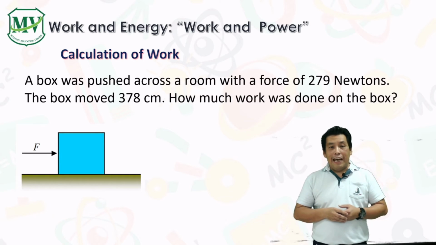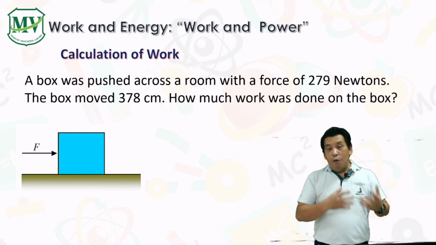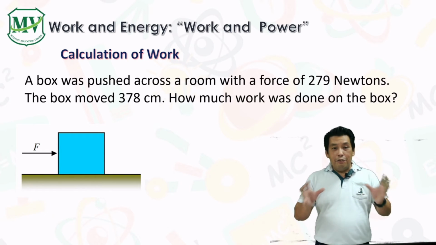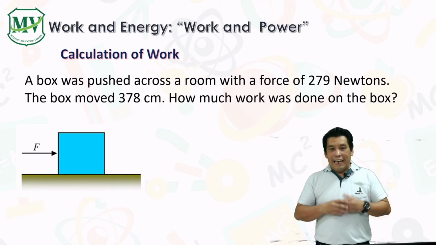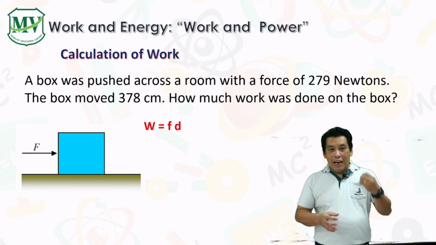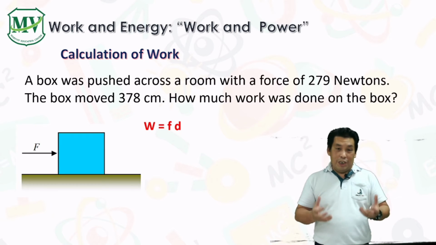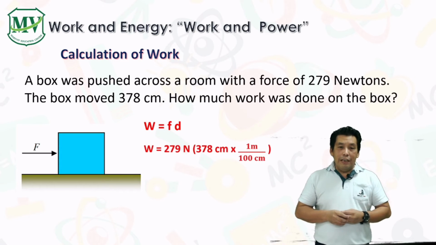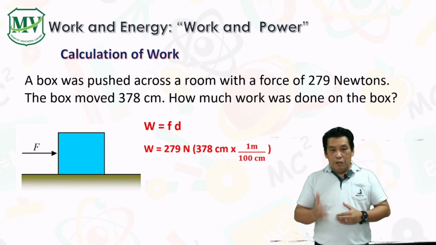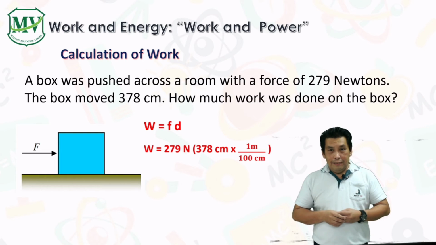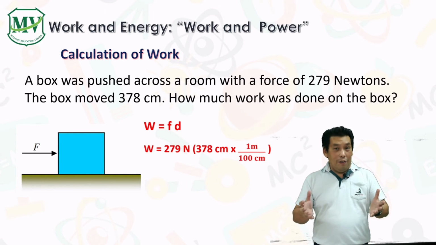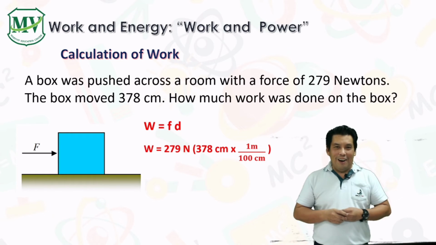Now in this problem, we need to calculate the work done. A force of 279 newtons is applied to push a box to within 378 centimeters. To calculate, force times distance will be equal to the work done. But for the distance, we need to convert the centimeters into meters to get the proper unit of joule, which is equivalent to Newton meter. Now, I'm going to give you a few seconds to think about the problem and to solve it. And if you are ready already, we will show you the answer later on.